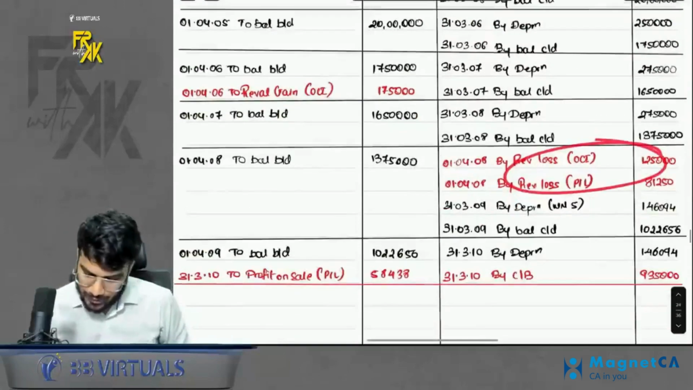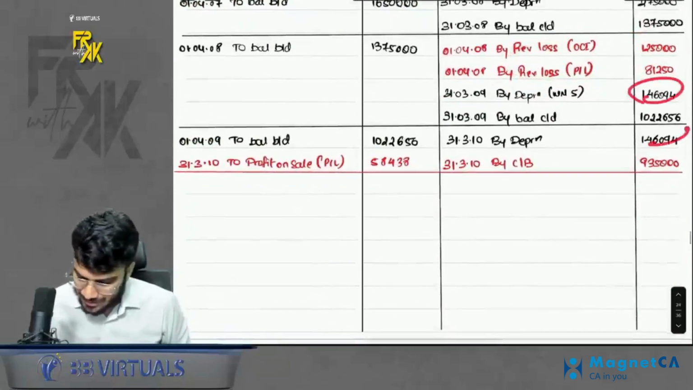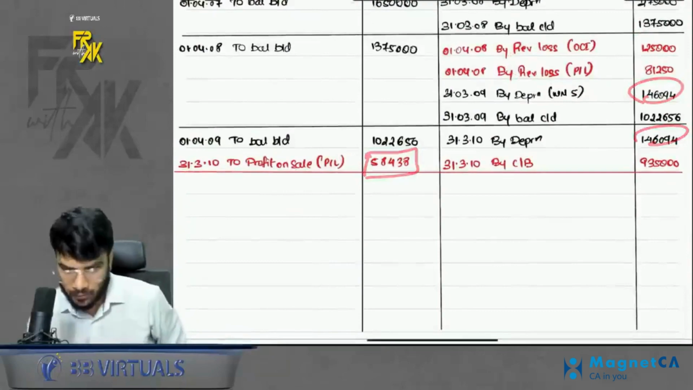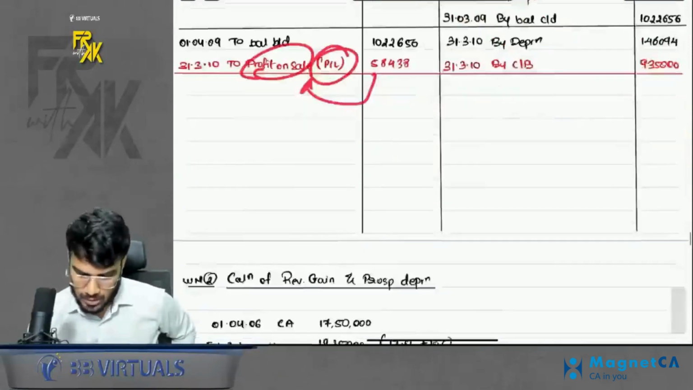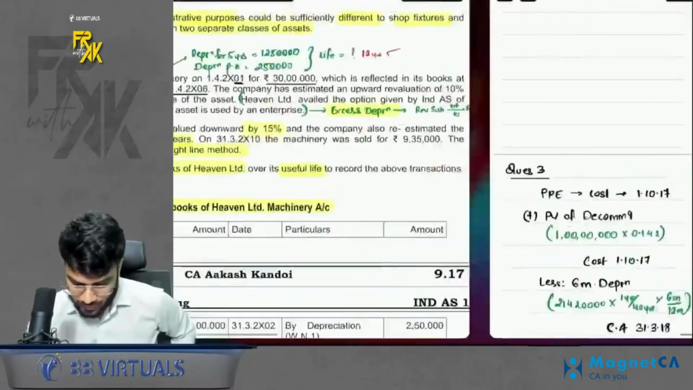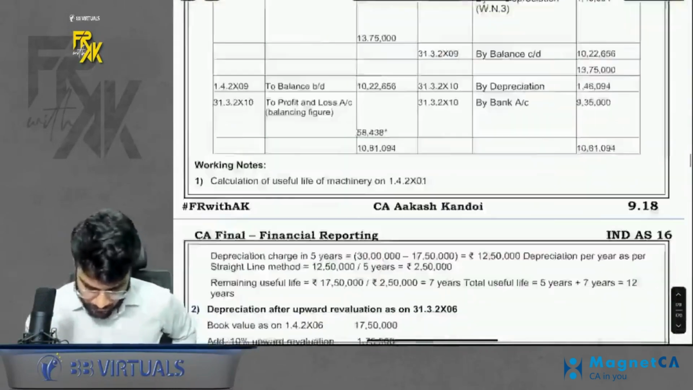We book the loss amount. Then we depreciated for the further 2 years, and then we sold the asset. On sale we got a profit. This is the realized profit, so transfer it to profit and loss. Do practice this question. It is a very, very good question. Okay, so done with this question.